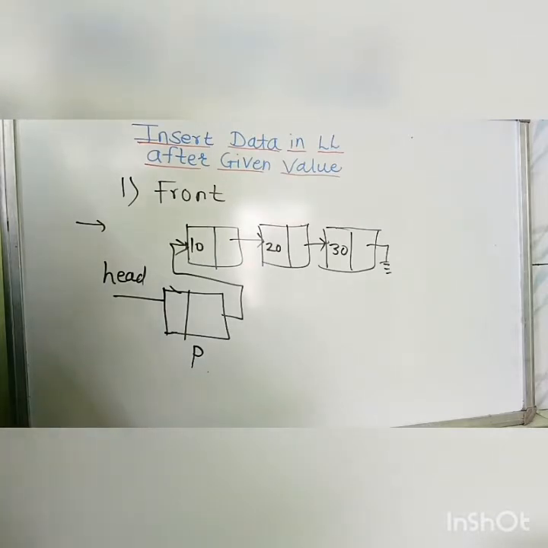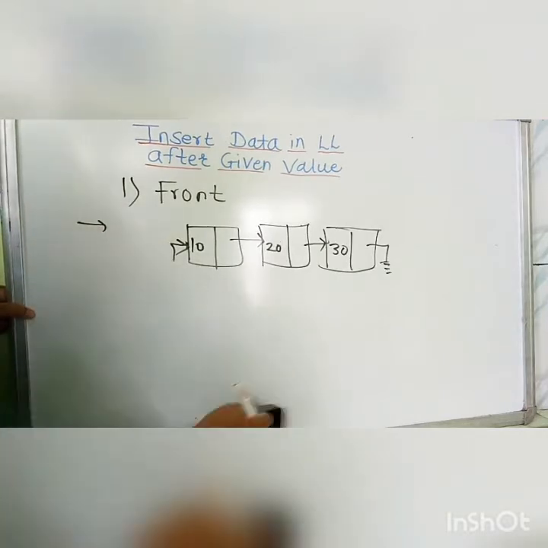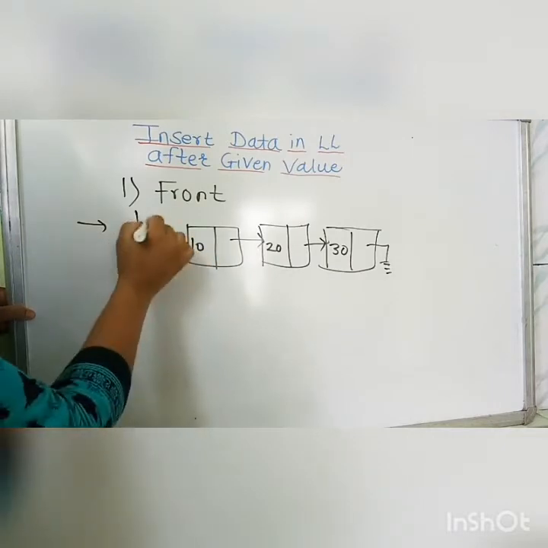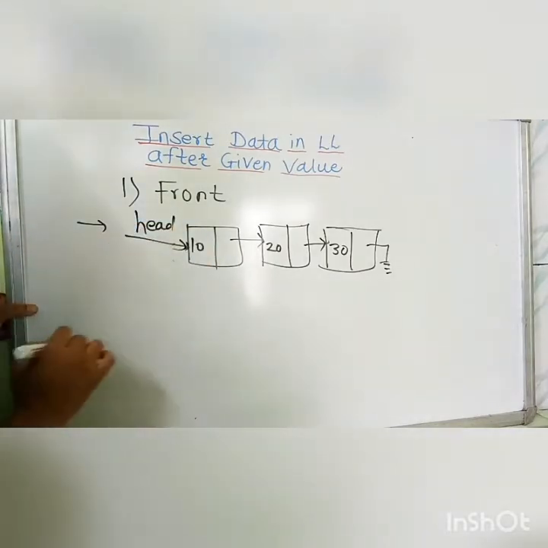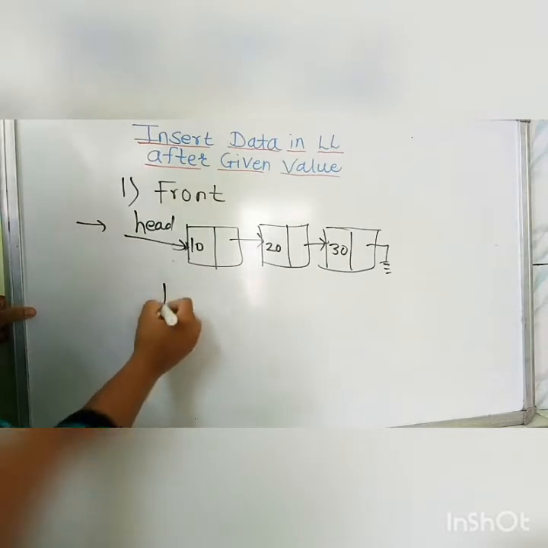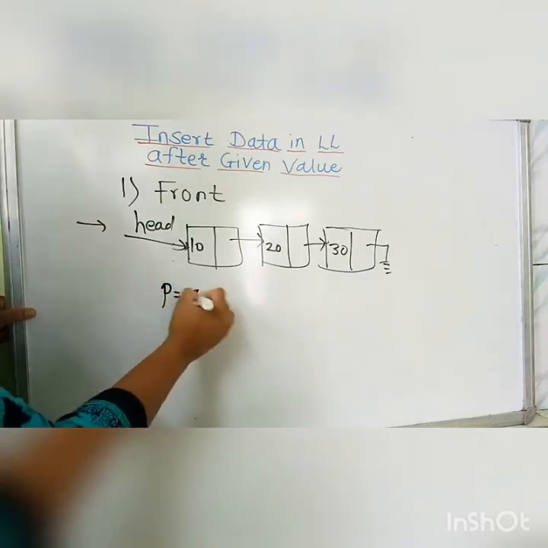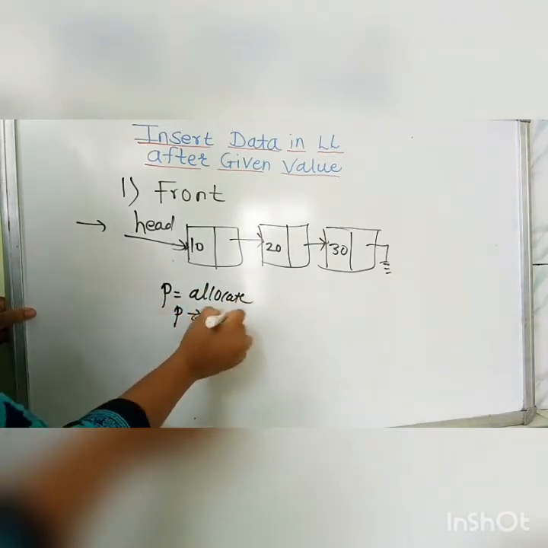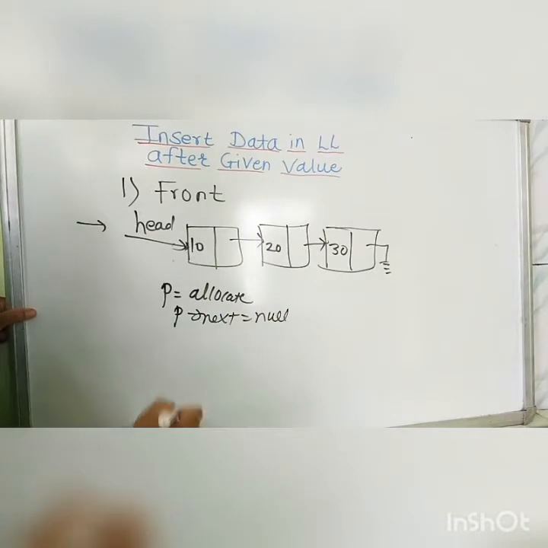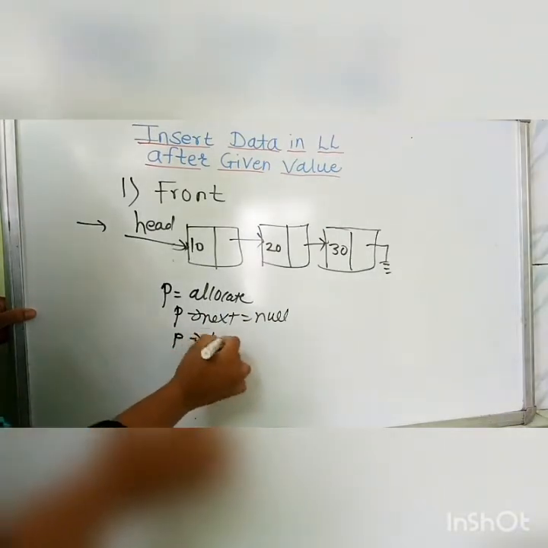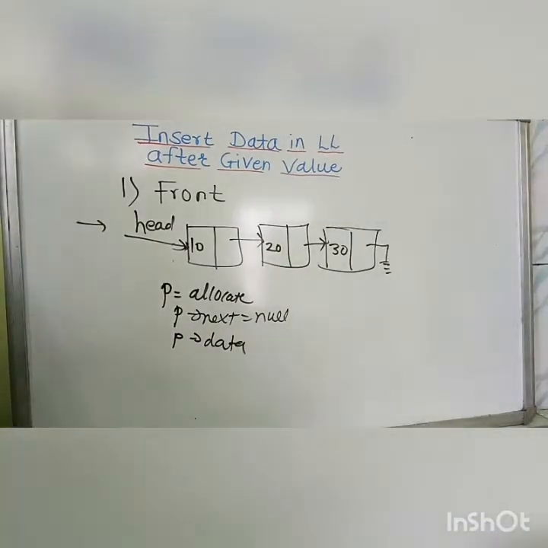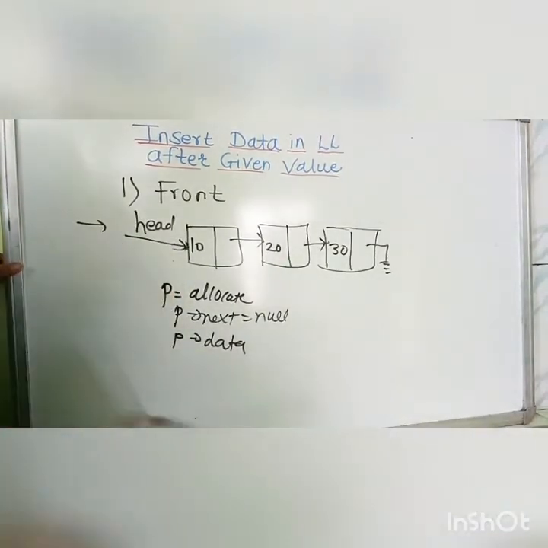But this is only a diagrammatical representation. How can we accomplish this task? We have to follow some steps. Suppose it is a head node, then we have to create a new node, a new node P, and allocate memory, then set its next pointer to null, then accept the data in it. This is the procedure for creating the new node. But how to attach this node here?